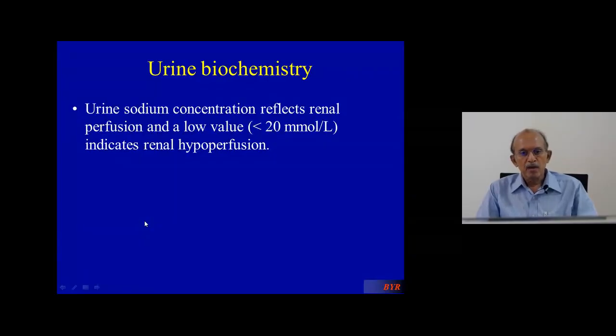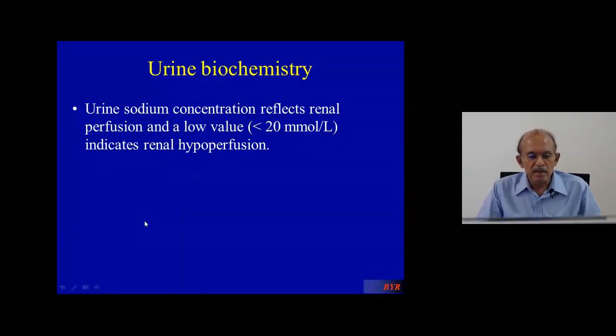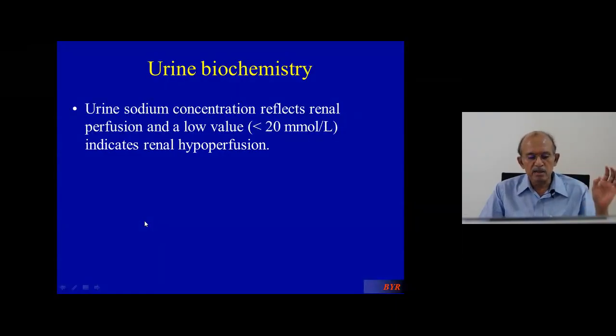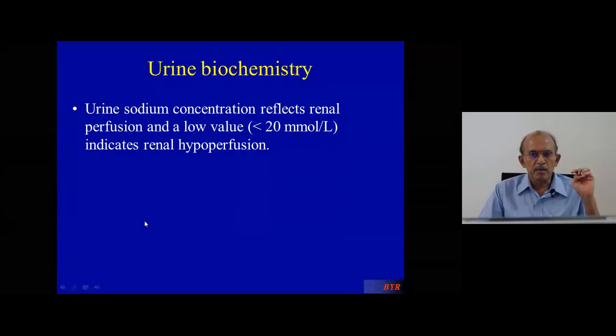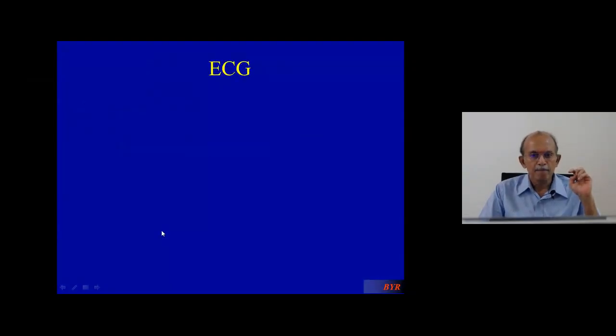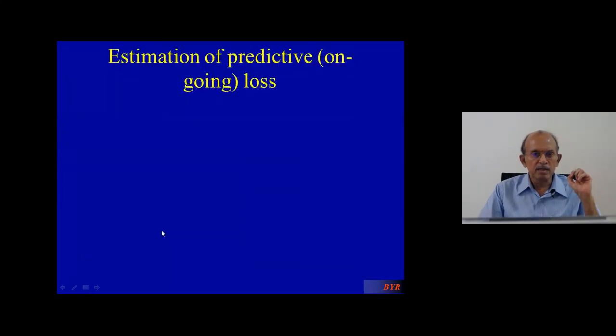Urine biochemistry, urine sodium concentration. I think you are all following, because this is all what we have just now discussed. So these are the monitoring things you have to do. Urine sodium concentration reflects renal perfusion, and a low value indicates renal hypoperfusion. ECG helps to identify potassium abnormalities.